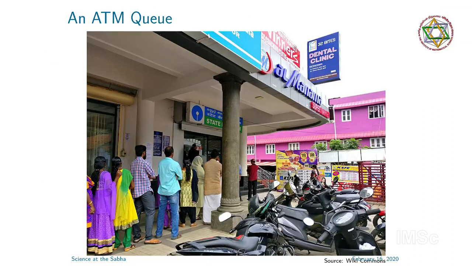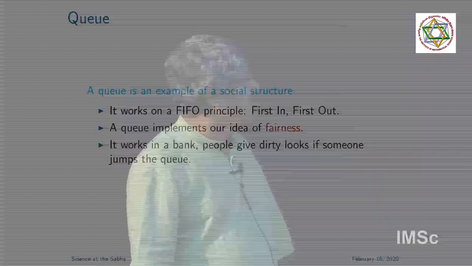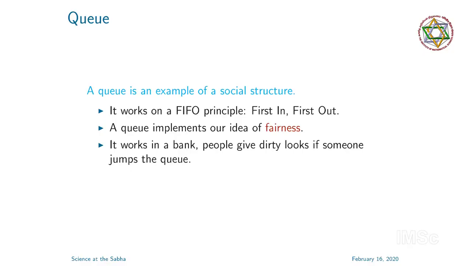Okay, so here is a queue. It's a queue at an ATM. A queue is something that I can call a social structure. When you go to an ATM, you stand in a queue. It operates on a principle of first in, first out. And it implements our idea of fairness, the idea that somebody who comes early gets served first, somebody who comes later gets served later. Now, it works in a bank, and people give dirty looks if you jump the queue, and somehow the dirty looks are part of ensuring that you stand in the queue.